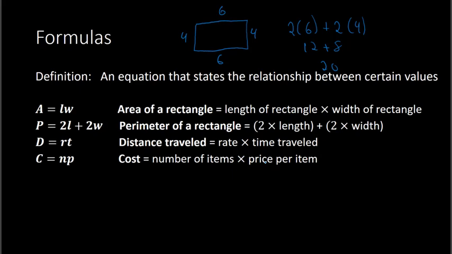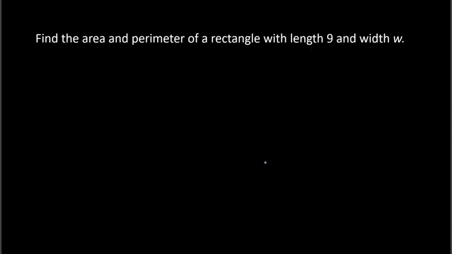Alright, so now we're going to use those formulas to set up different expressions. So here we have the directions telling you to find the area and perimeter of a rectangle with length 9 and width W. Alright, so you have to translate this into math notation and plug in these different values. So the area of a rectangle is found by taking the length times the width. Well, the length is 9 and the width is W. So we have 9 times W.